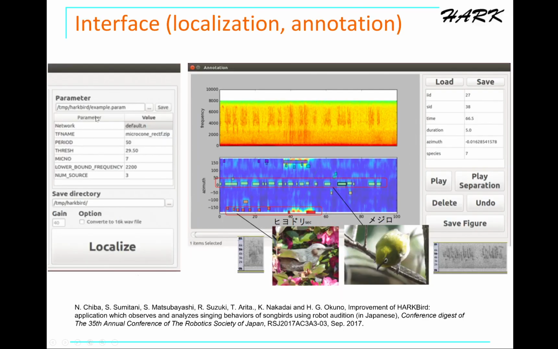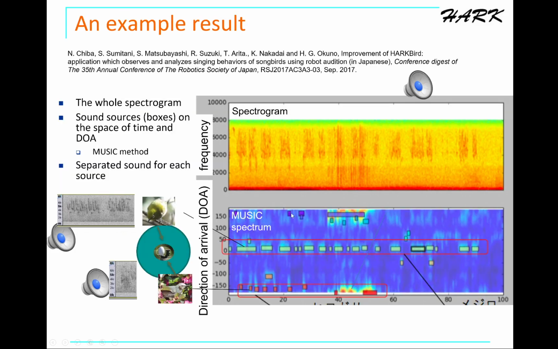And this is a snapshot of the interface. So you can see some setting parameters for the localization process. And once you press the button, you can get this kind of result. This is a snapshot of the localization result. This is the time axis, and this is the azimuth, so this is the direction of arrival. This is the MUSIC spectrum, and this is the frequency, so this is a spectrogram. You can see some boxes around here. Each box corresponds to a sound localized by using HARK.